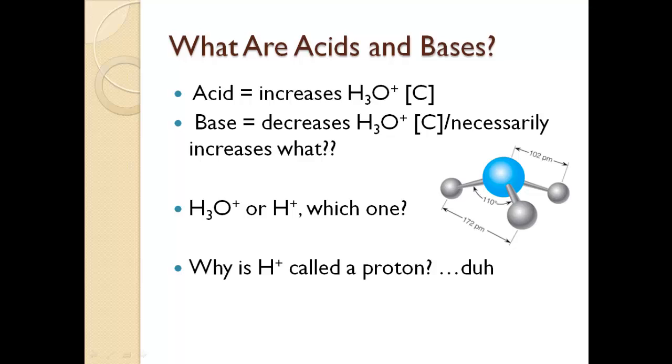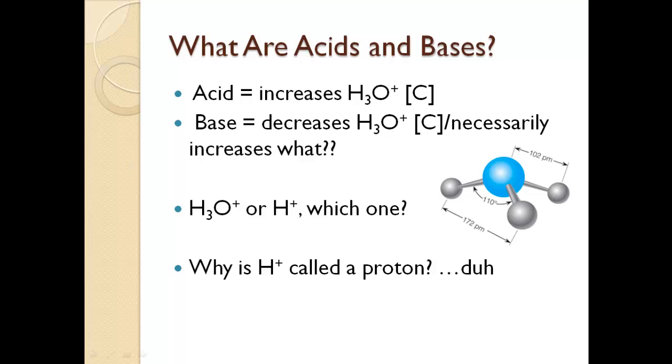So in aqueous chemistry, an acid is a substance that increases the hydronium ion concentration. A base is therefore the opposite, right? It decreases the hydronium ion concentration. And that, of course, means necessarily it increases the concentration of hydroxide. So as your H3O plus goes up, the other one goes down. As your H3O plus goes down, the OH goes up.